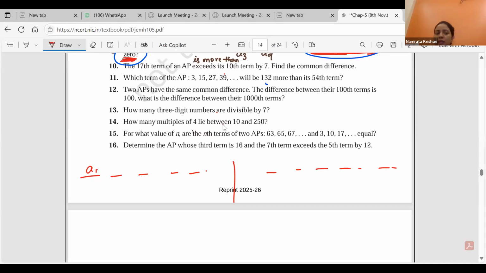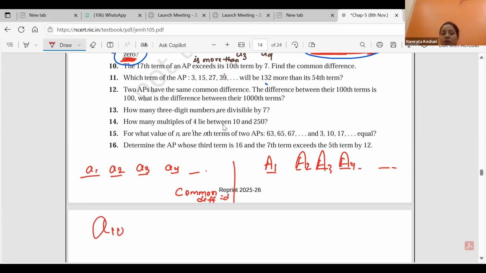We can say the first term A1, next term A2, next term A3, next term A4, just like that over here and there. Maybe two different APs we are having. They have the same common difference. In both the APs, the common difference is the same. If you are saying common difference is d over here, the same common difference we are having over there. The difference between their 100th term is 100.